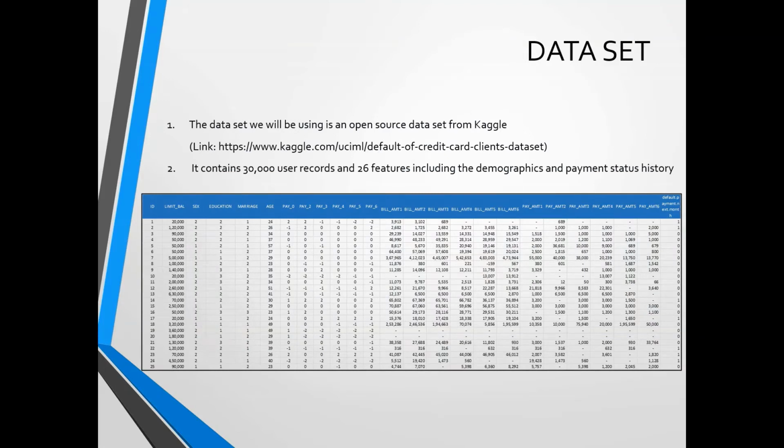Moving ahead, the dataset that we'll be using for this project is an open source dataset from Kaggle. It contains 30,000 user records with 26 features that include demographics and payment status history. In the snapshot of the dataset that I have attached, you can see the credit limit balances, the education, the marital status, the age, the payment history spread out across the months, the bill amount that the customer was supposed to pay, and the actual payment amount that the customer has made.